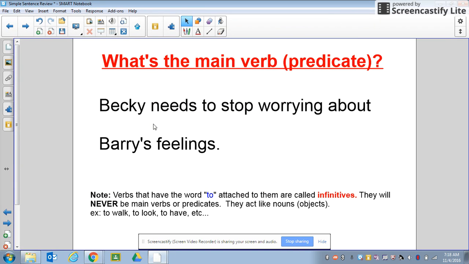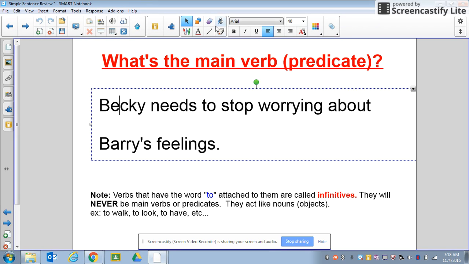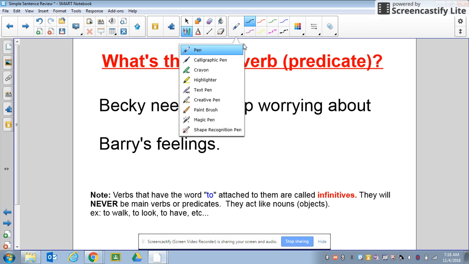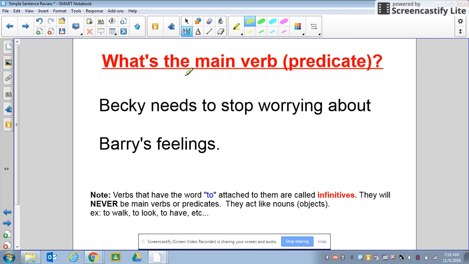So let's look. In this sentence, Becky needs to stop worrying about Barry's feelings. We want to find a main verb. Now, people might look at Barry and say that's a noun, but we have to ask ourselves too, who are we talking about? And it's clear here that we're actually talking about Becky. Just remember that, and we're going to highlight that yellow just like you used to. So Becky is the subject here, right? Now we have to figure out what Becky is doing here.